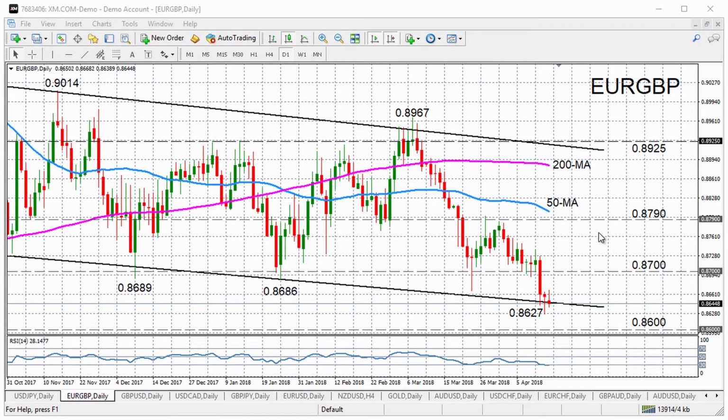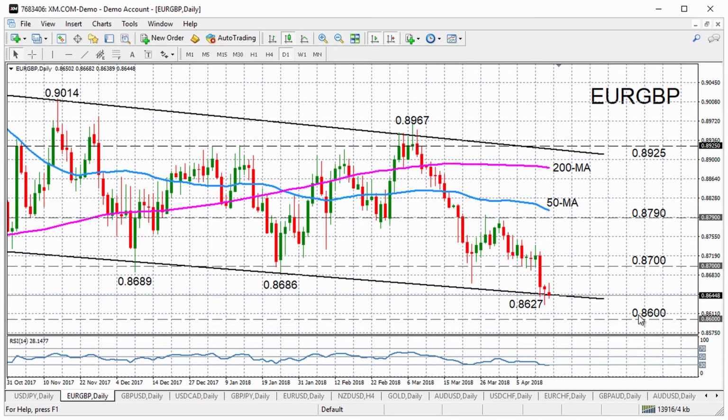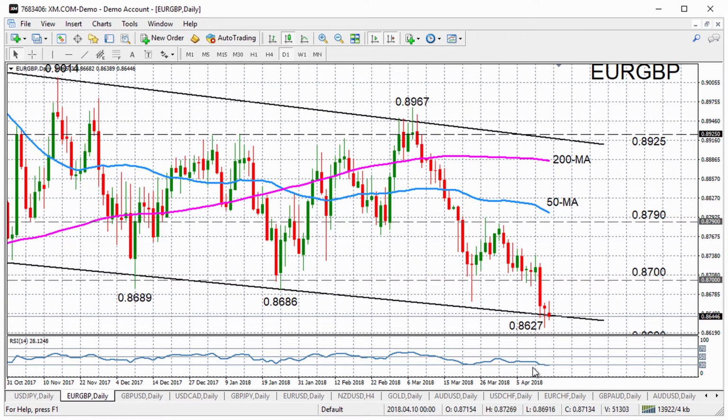If it does manage to break below the bottom trend line, we could then see support coming from the 0.86 handle, and then below that 0.8550 and the 0.85 handle acting as further support levels to the downside. And that is possible given that the RSI at the moment is in negative territory, though it has just crossed into oversold levels, suggesting that the pair could potentially be reversing, especially as it's still finding support at the bottom of the channel.